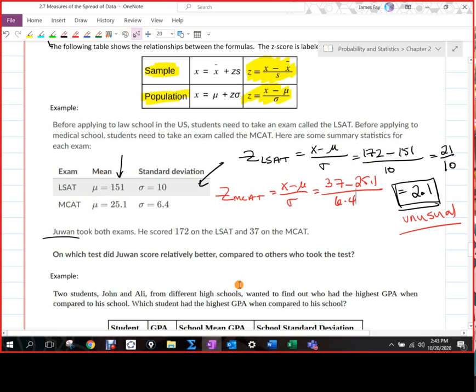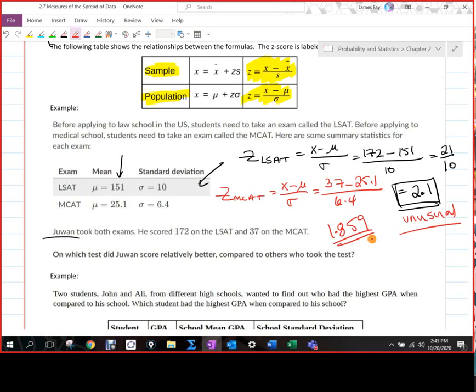So they're drastically evaluated differently, but if I go ahead and do that algebra, 37 minus 25.1, and then divide that by 6.4, I get a z-score here of 1.859. Okay. Now, what does that tell me? Well, that tells me I'm 1.859 standard deviations above the mean for the MCAT, right?